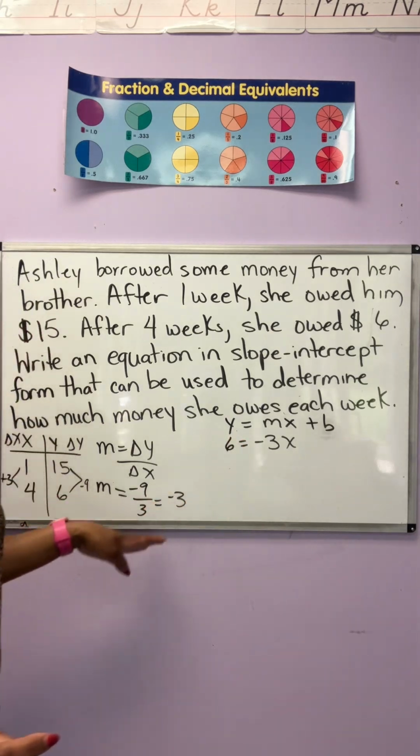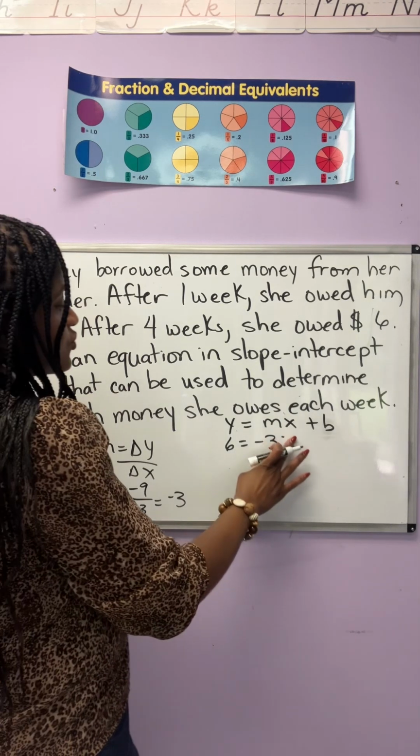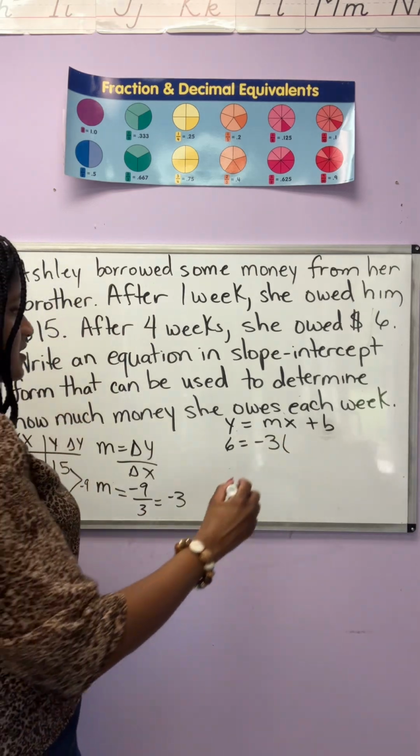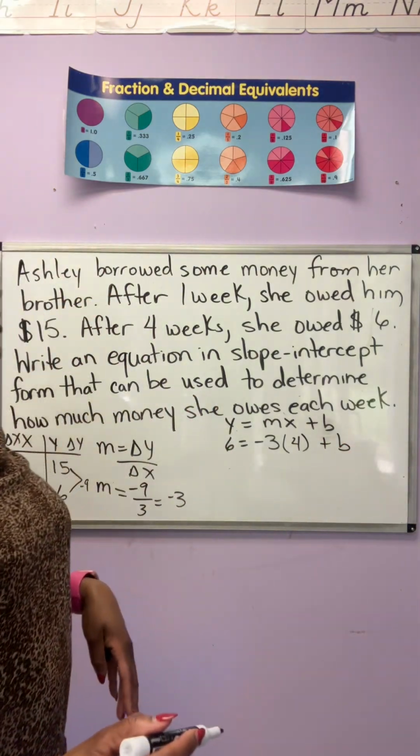We just solve for the slope. We simplify when we got our -9 over 3. So that's -3. So that shows you how much is going down each week. And our x, in this case, is 4. And now we can solve for b, which is our y-intercept.